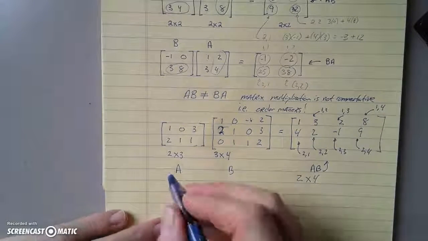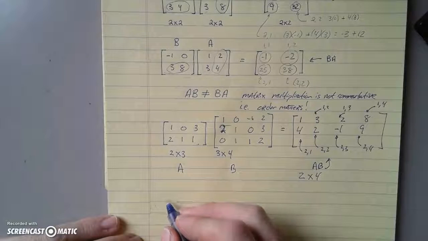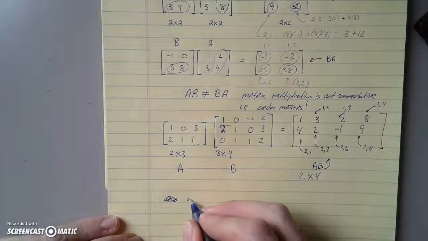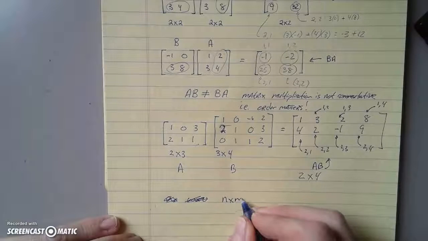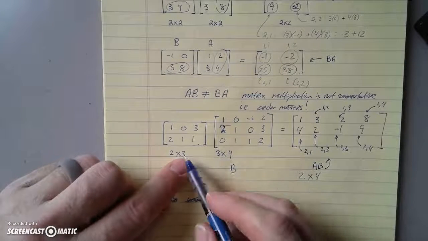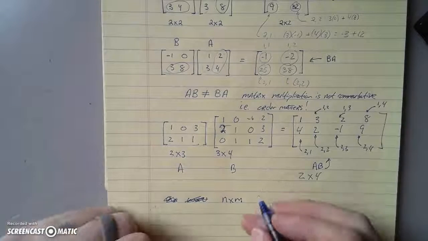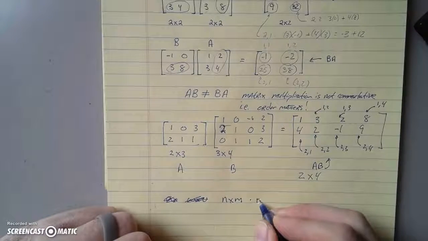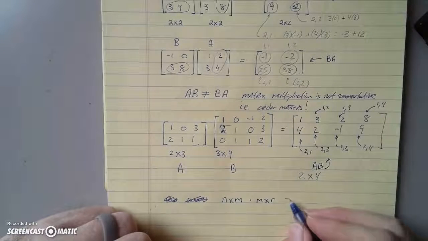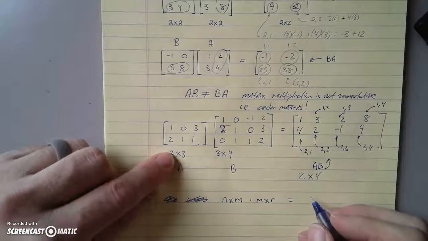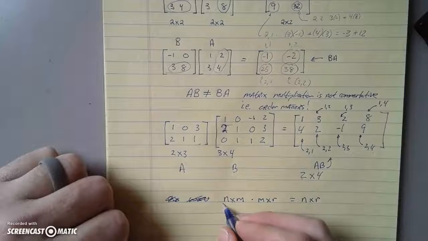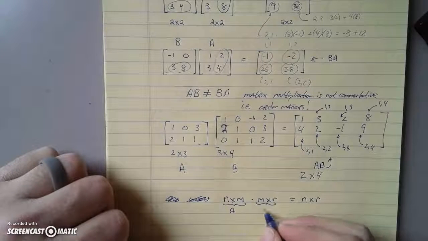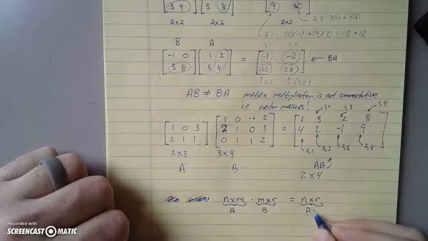This is not a coincidence. If you look at these numbers, if you take an N by M matrix, then we know that the number of columns has to equal the number of rows on the second one. So it would be an M by R. If you multiply these two matrices, what do you get? You get a 2 by 4, you get an N by R. So if this were A, and if this were B, this would be AB.